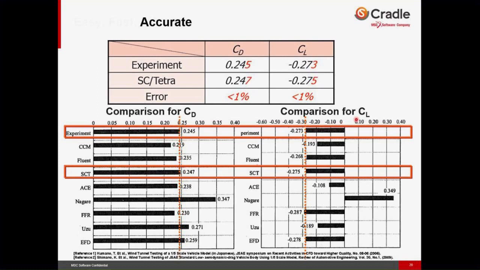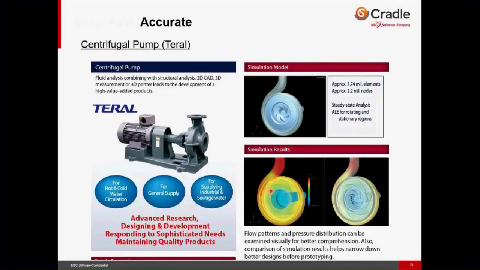Similarly, for coefficient of lift, starting from 0, it equals negative 0.273. So again, this is the experimental results line. One competitor under-predicted. Another competitor did pretty good, but SCTetra predicted even better. So hopefully you start feeling that SCTetra can predict with good accuracy.